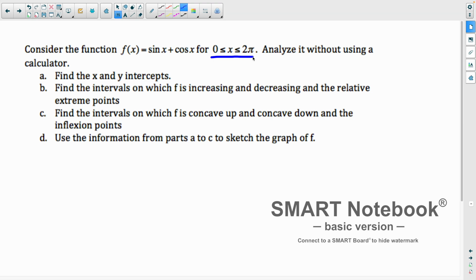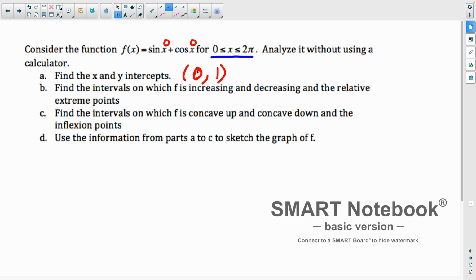It says find the x and the y intercepts. So if I'm thinking about x and y intercepts, I think probably the easiest ones to find would be the y intercepts. So if I were to plug a 0 in there, the sine of 0 is 0. The cosine of 0 is 1, and 0 plus 1 would be 1. So 0, 1 would be my y-intercept. Okay.